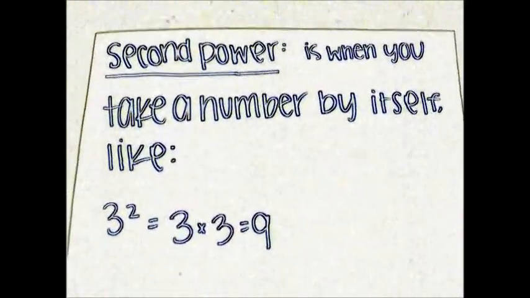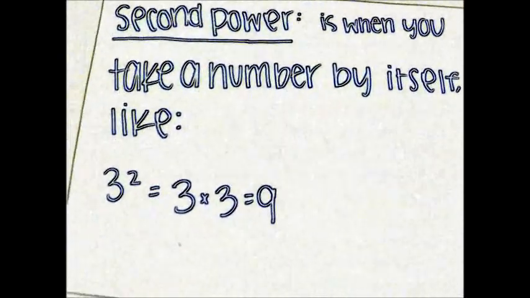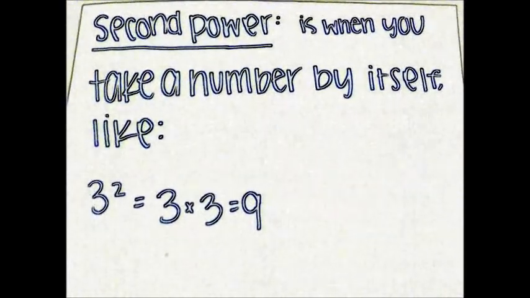Another key term is the second power. It is when you take a number by itself, like 3 to the second power, which is 3 times 3, and that equals 9.